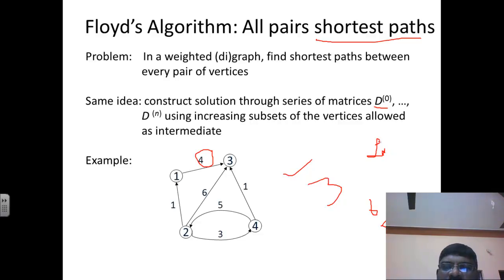Then from distance D0 I can compute D1. What is meant by D1? I am allowing one vertex as an intermediate. Now, is there any path? If there is, the infinity is going to be replaced with some value like 4 or 5. That is the advantage. Let us see step by step what is going to happen.